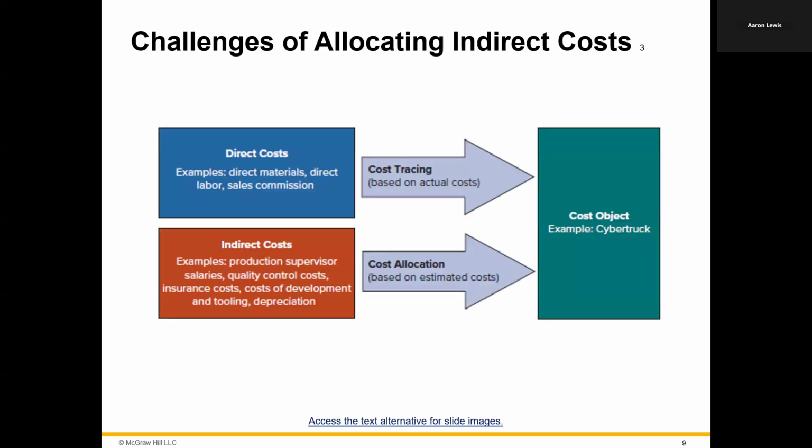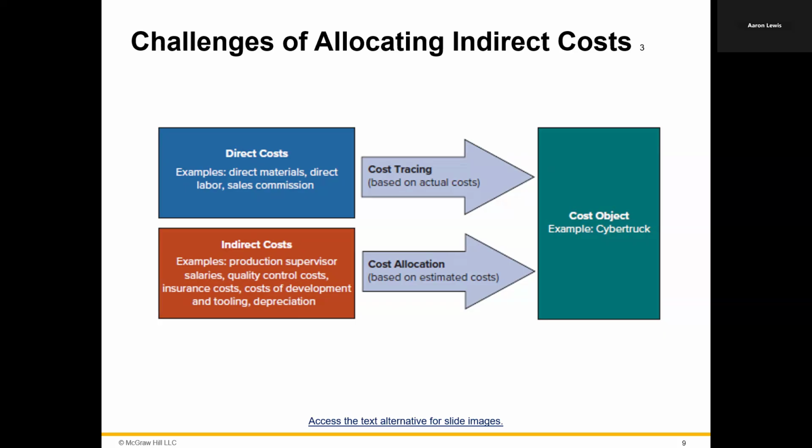So here, what costs would go into the Cybertruck? Well, I was talking about a few slides ago. We have some direct costs: direct materials, direct labor, sales commissions. All of those we can easily trace to each Cybertruck. You pay X amount for each of the materials that go in each unit. Each unit takes a certain amount of labor cost to produce, and you pay your sales staff a certain commission on every Cybertruck sold.